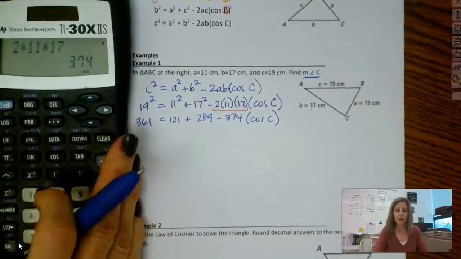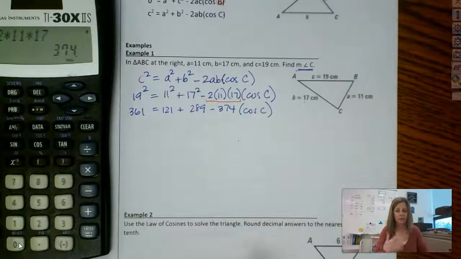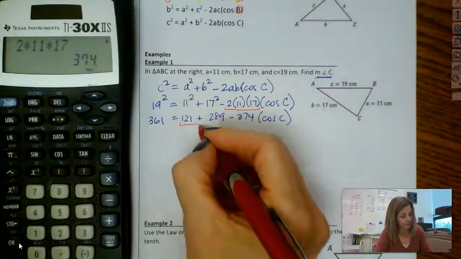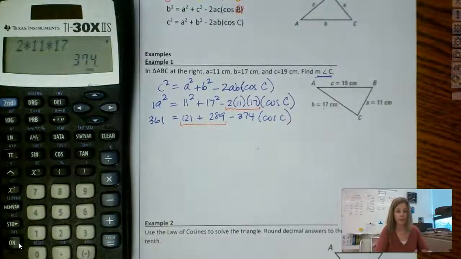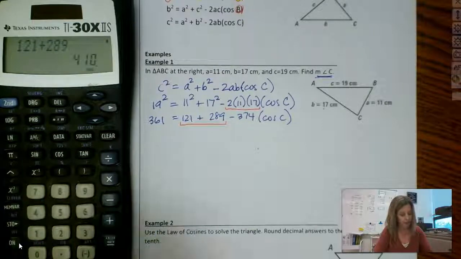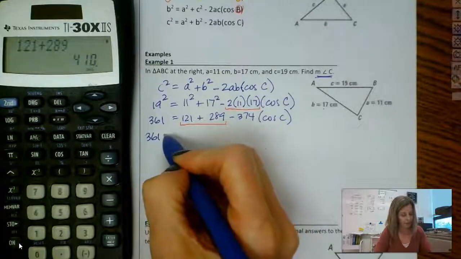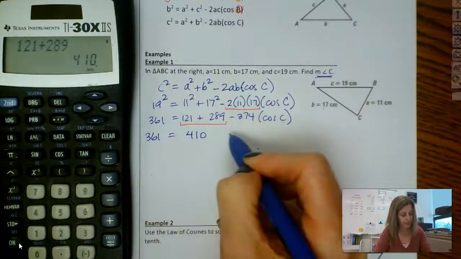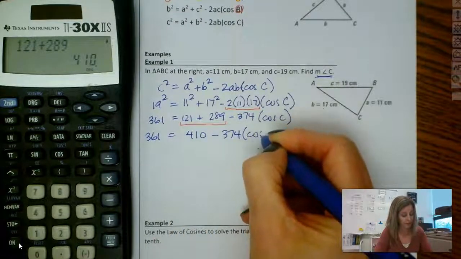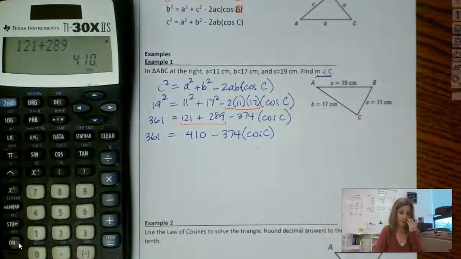Okay? So I want you to kind of think about what you do when you simplify. My next simplification will be right here. So if I do 121 plus 289 is 410. So 361 equals 410 minus 374 times the cosine of C.